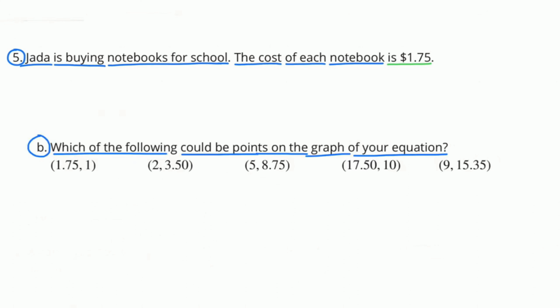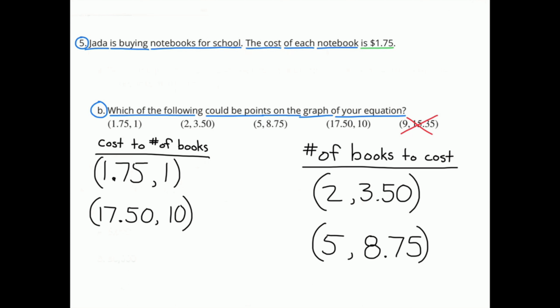B. Which of the following could be points on the graph of your equation? Some of these fit perfectly into the cost to the number of books, and some of them fit perfectly into the number of books to the cost, and one of them doesn't fit at all. So the cost to the number of books would be $1.75 to one book, and the other one would be $17.50 to 10 books. And then the number of books to the cost, that would be 2 books for $3.50, and then the next one would be 5 books for $8.75.